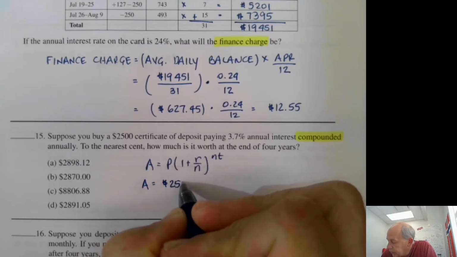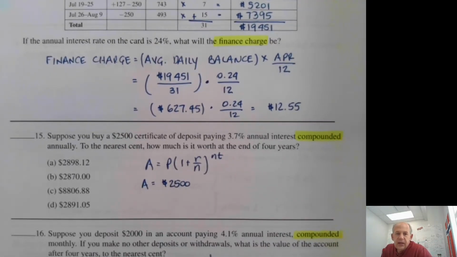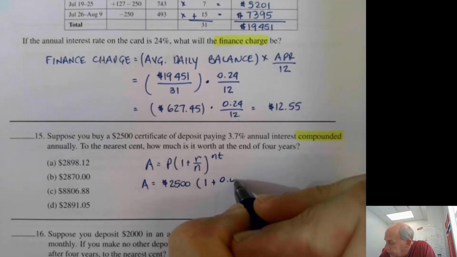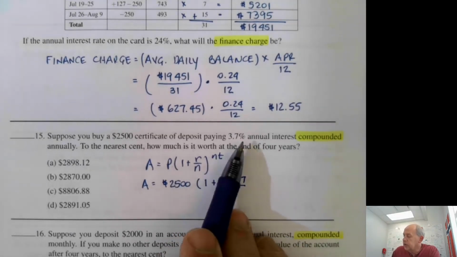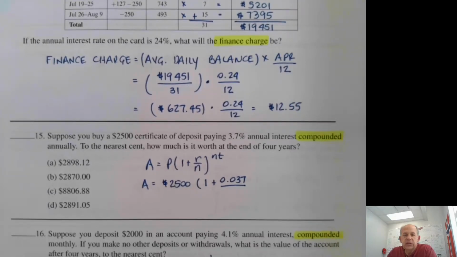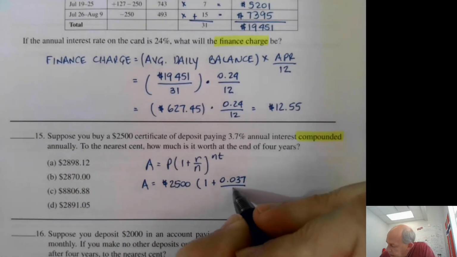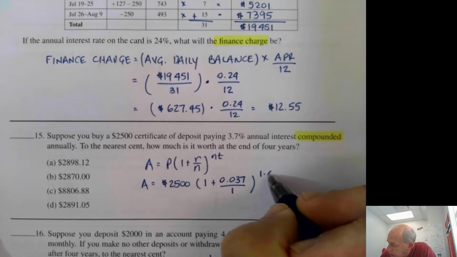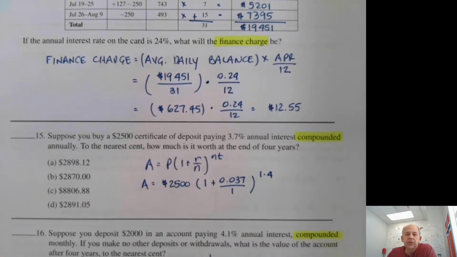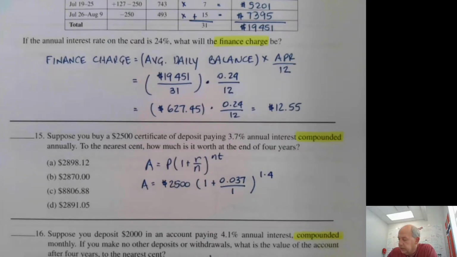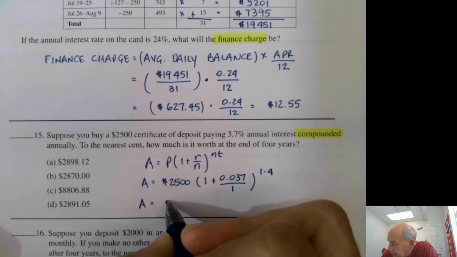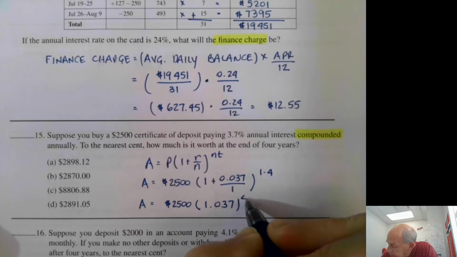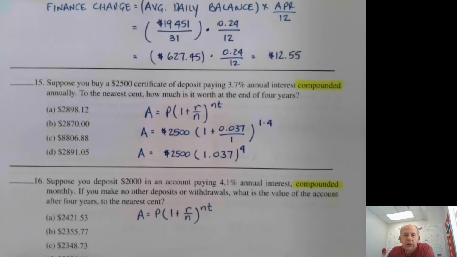I am starting with $2,500. Let's say that's how much I made in my summer job. There's the one from my formula. The interest rate is 3.7%. I converted that to a decimal. Annually tells me how many times this money is going to be compounded. Annual means one time per year. And my T is 4 years because the money is going to sit in the bank for 4 years. So I have $2,500 times 1.037 raised to the 4th power.